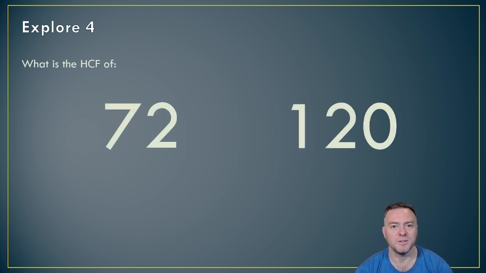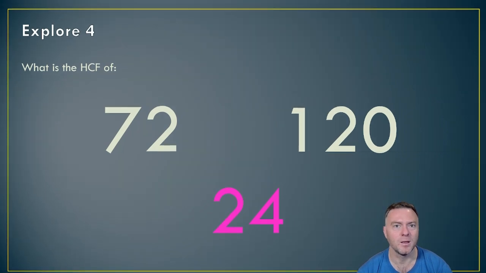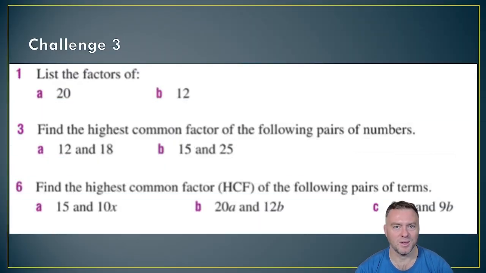Highest common factor of 72 and 120. So same process. If you look at both of those, they're both even numbers, so you can divide them both by 2. But you can actually divide them by 24 if you kept dividing by 2 three times. So you can divide by 2 and then divide by 2, and then you can divide by 3 as well. Cool. So that's basically it.